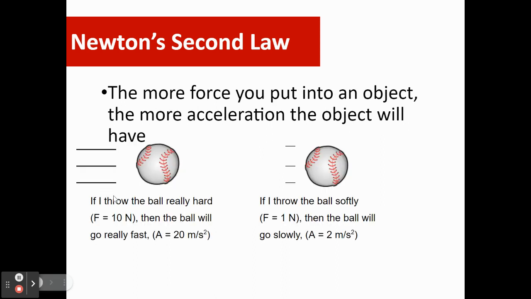So here's an example. The more force you put on an object, the faster it goes, the more acceleration it has. So if I throw a ball really hard, let's say 10 newtons, then the ball goes really fast at 20 meters per second squared, my acceleration. If I throw it softer at 1 newton, like not as much effort goes into that throw, then the ball goes slower.